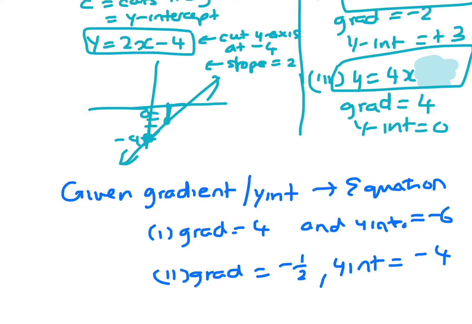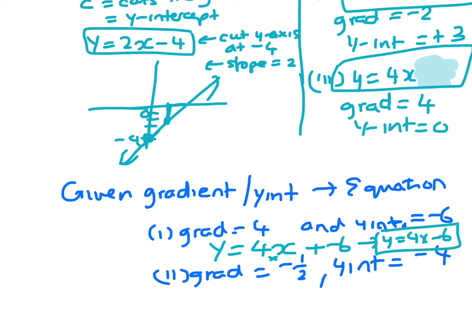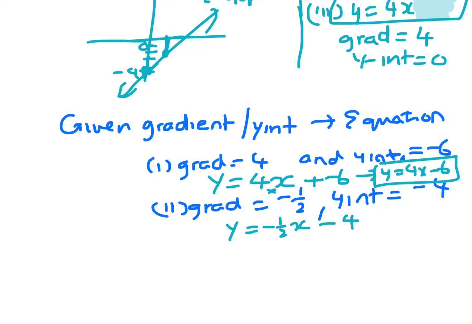Okay, so if you wanted to get the equation, it would be y equals the gradient times x, so you can just write 4x, because 4 times x is just 4x, and then plus minus 6. So y equals 4x minus 6. This next one, y equals minus a half x, and then plus minus 4. So that would be your equation.